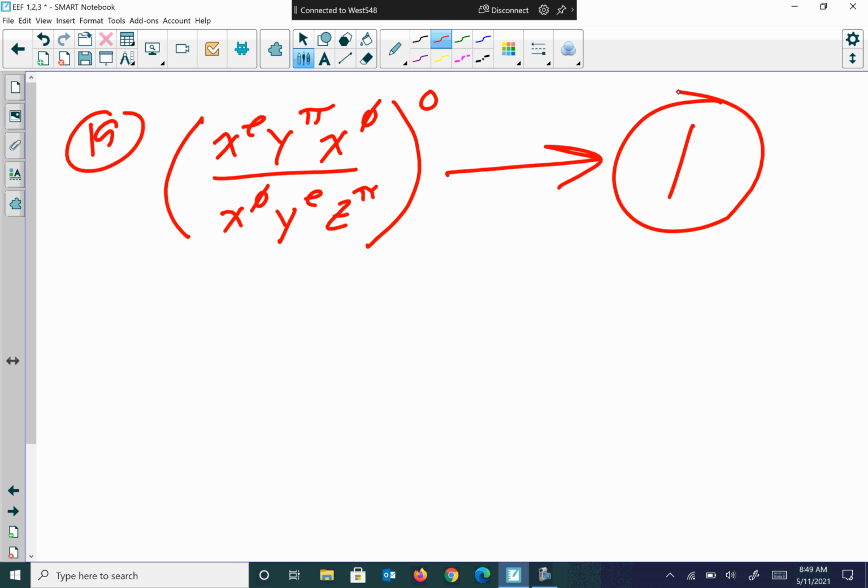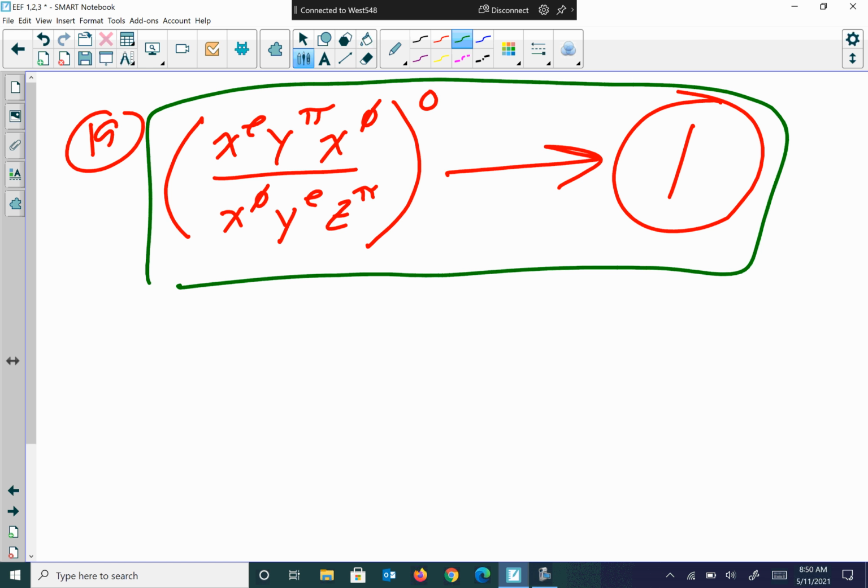Okay? This is a problem that shows up on the ACT. It looks so ugly when you get to it, and it's the easiest problem to deal with, as long as you recognize something that is raised to the 0 power has got to be 1. That's the only thing, and it has to do with logarithms.